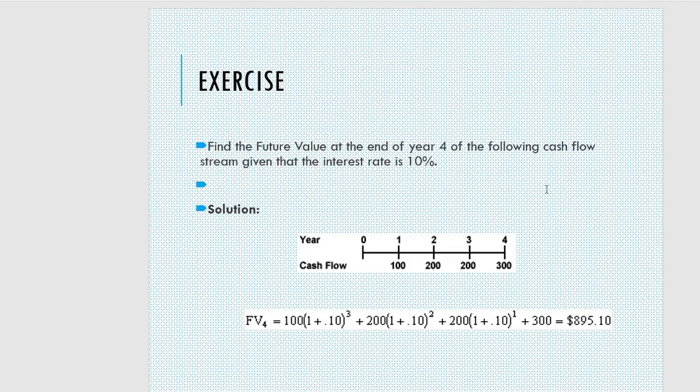Now, let's try and find a solution to that one. Find the future value at the end of year 4 of the following cash flow stream given that the interest rate is 10%. So simple. You just apply that formula. Future value, as we look at it from period 4, would be like that. Okay, our answer is 895.10.